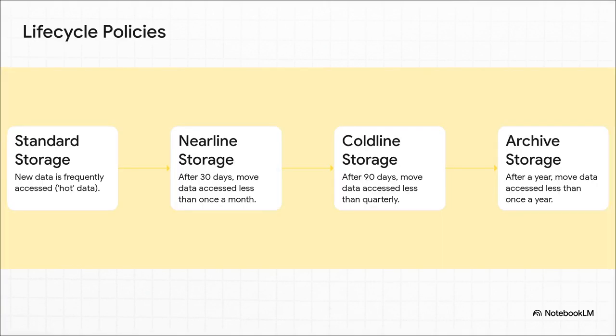Okay, now this is one of the coolest parts, especially if you like saving money. It's called lifecycle policies. So a new file, right? People are using it all the time. It lives in the hot, fast storage. But after a month or two, access slows down. So Google just, poof, automatically moves it to a cheaper tier for you. And it keeps doing that as the file gets older and less used, all on its own. You don't have to lift a finger.